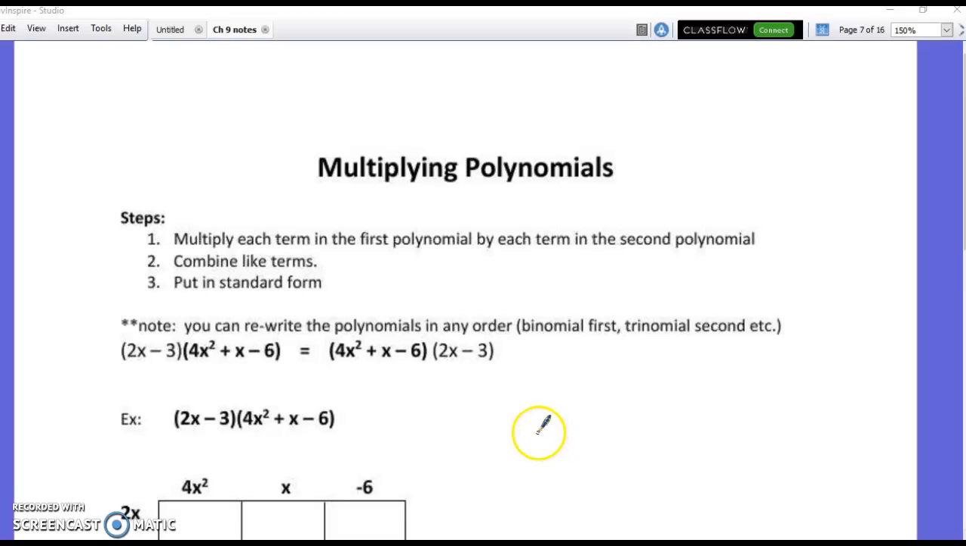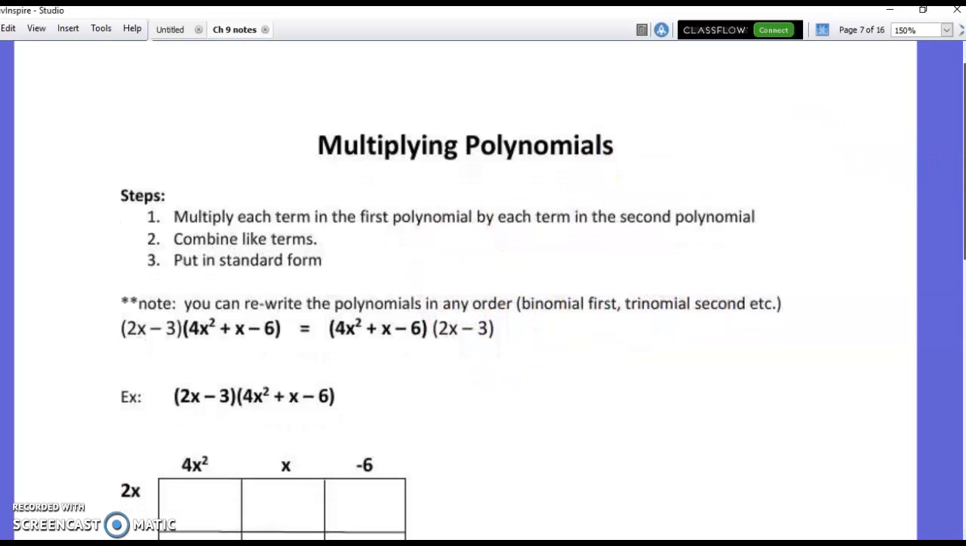Alright, this is the second part of 9.3, multiplying polynomials. So here are your steps. Similar to the previous section, we're going to set up a box method. Multiply each term in the first polynomial by each term in the second polynomial, combine like terms, and then put them in standard form. So those are your 3 steps.